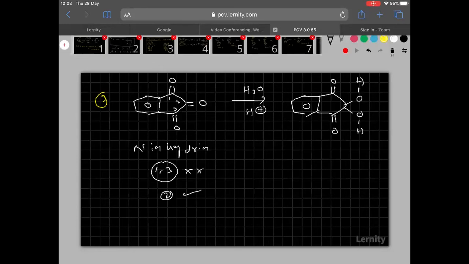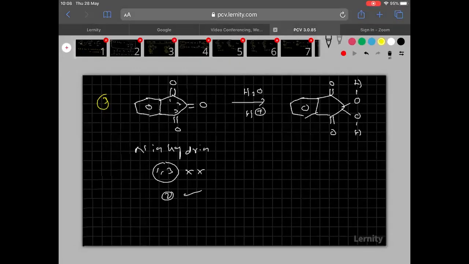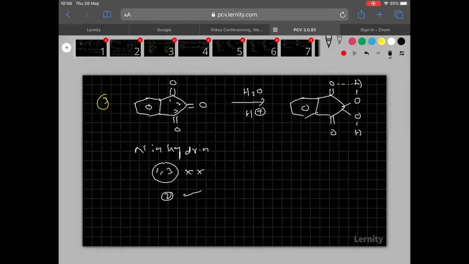Clear, everyone? So now what happened here? Between this oxygen and this hydrogen, intramolecular hydrogen bonding takes place. That means hydrogen bonding is there from both the sides. Therefore, the hydrate which is formed is highly stable. I hope you are able to understand this one.